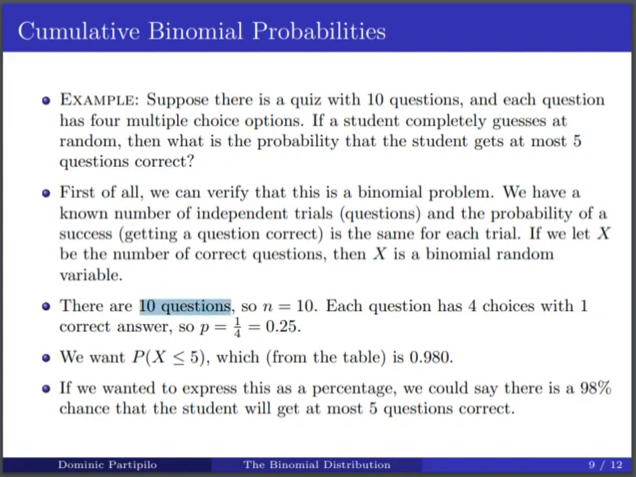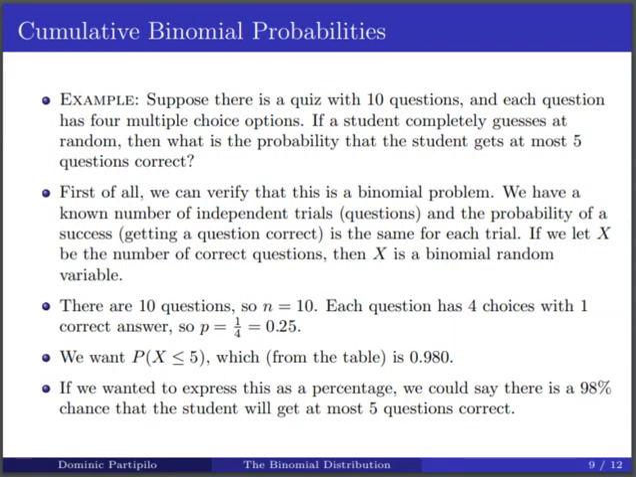Since there are 10 questions, n is going to be equal to 10. And each question has 4 choices with 1 correct answer, so the probability of success is going to be 1 over 4, or 0.25. And what we're trying to figure out, remember, is the probability that the student gets at most 5 questions correct. Another way of saying that is the probability that the random variable X is less than or equal to 5, because X represents the number of correct questions on this quiz.